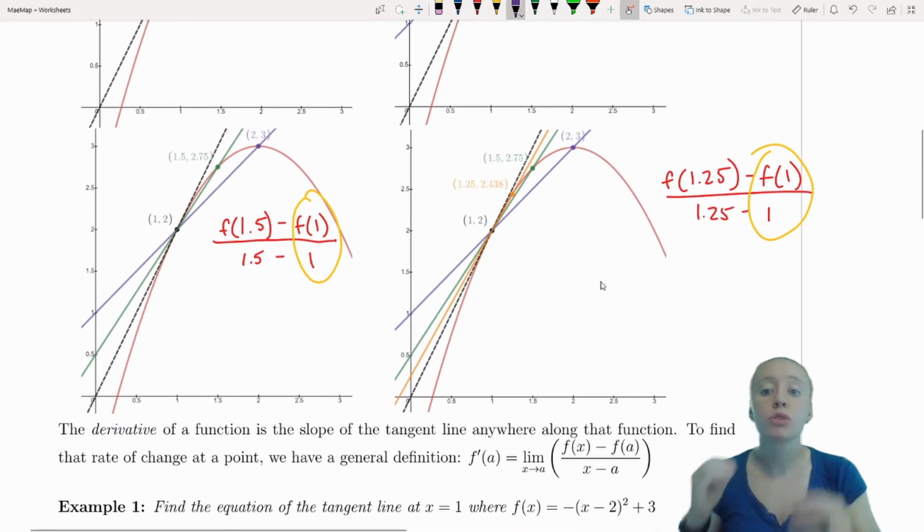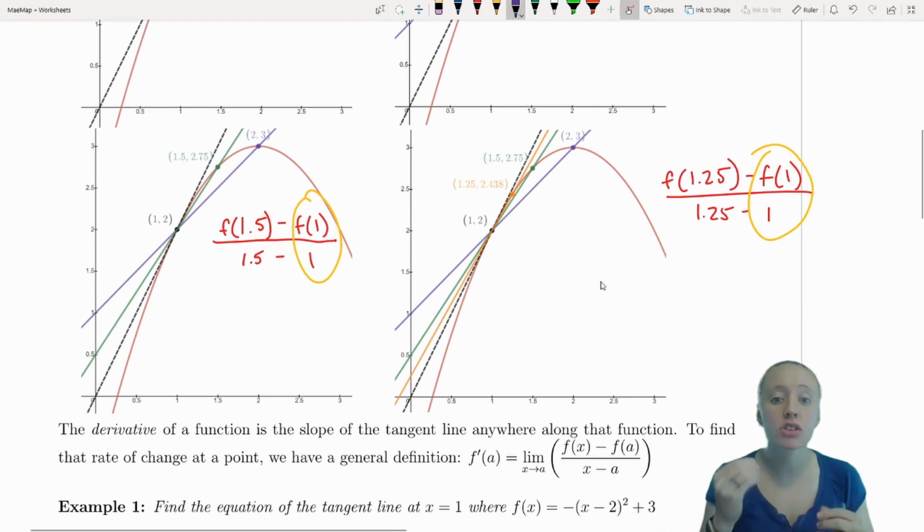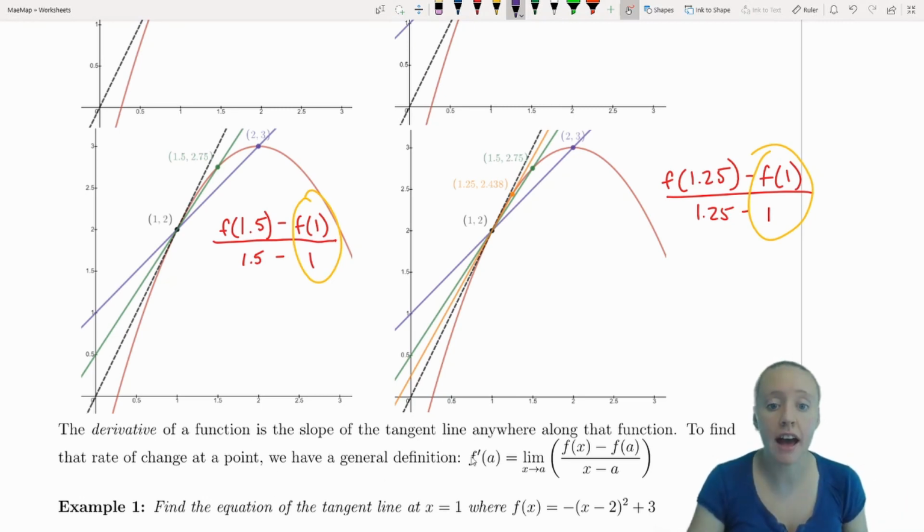So the derivative of a function is the slope of the tangent line anywhere along that function. And in this video, we're going to work at finding the derivative at a given point. So to find that rate of change at the point, we have the general definition: f prime of a equals the limit as x approaches a of f of x minus f of a over x minus a.